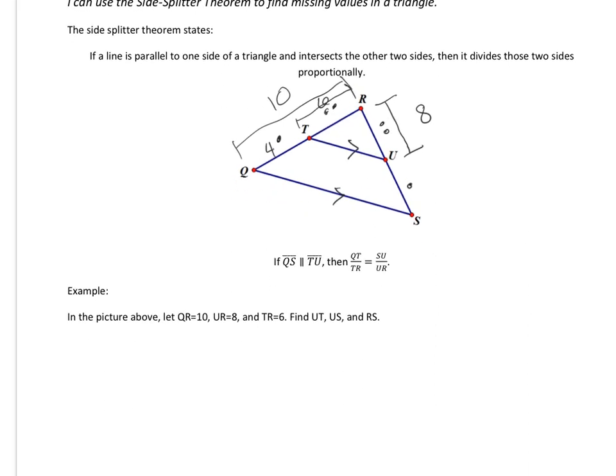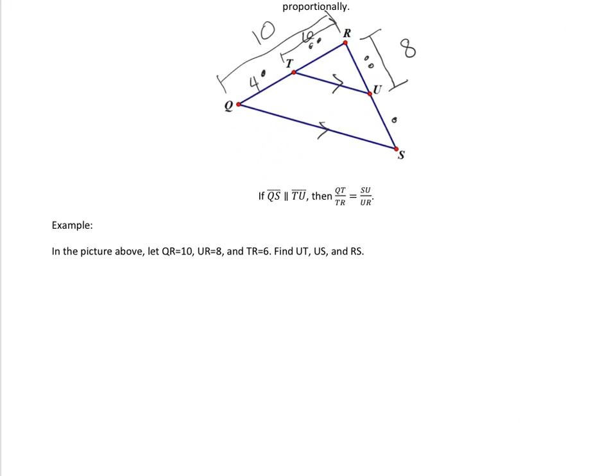Now, to do the rest of this problem, I'm going to have to use a proportion. I know that from Q to T, that's 4, is to TR, which is 6, as SU, which we don't know, that's my x, is to RU, which is 8. I'm now going to cross multiply and divide. I get 4 times 8, which is 32, equals 6x. Divide both sides by 6.